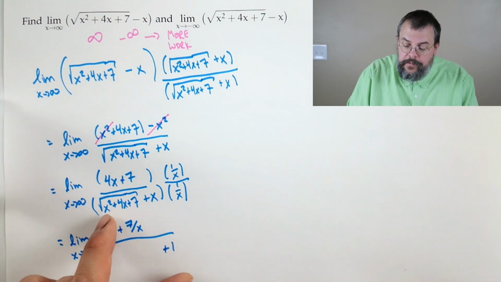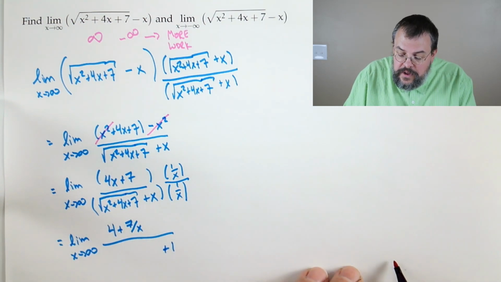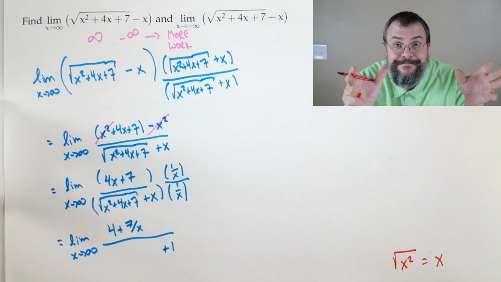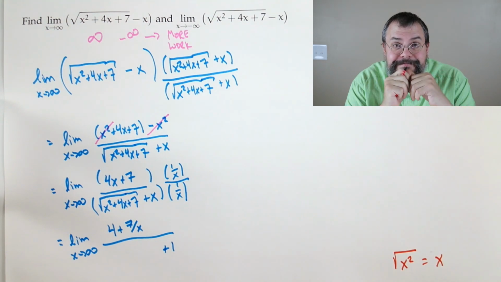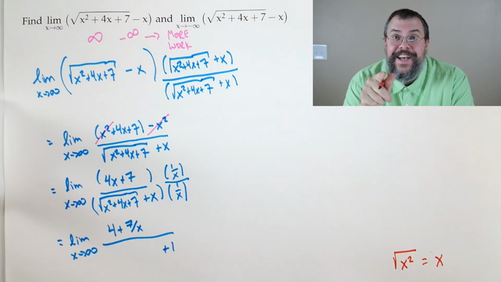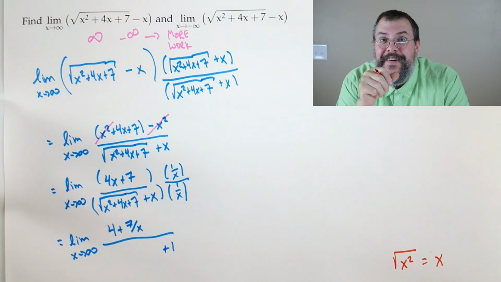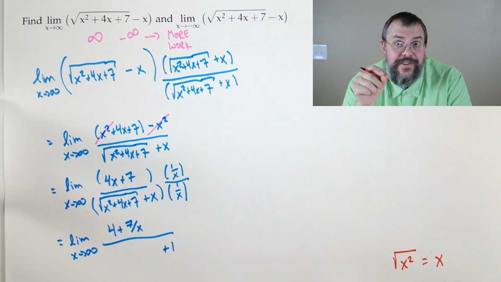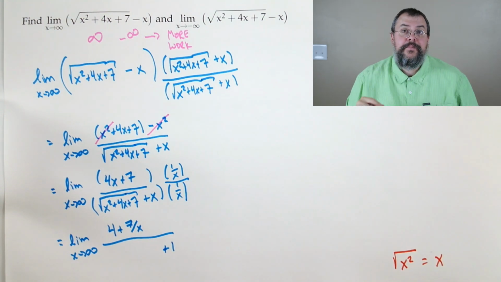Can I do it? Well, is it true that the square root of x squared equals x? And why not? Oh, you thought I was going to say, yes, it is true. No, it's not true. Okay, why is the square root of x squared not x? What's wrong with that statement?